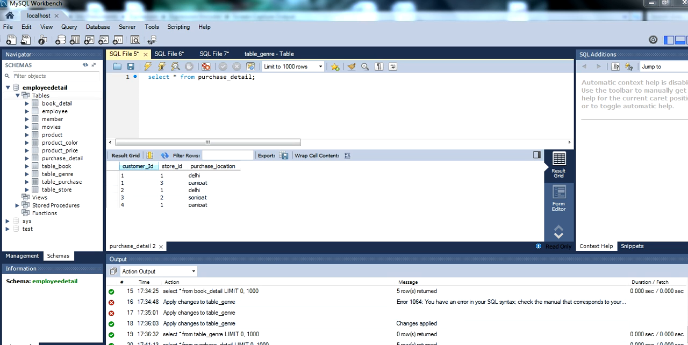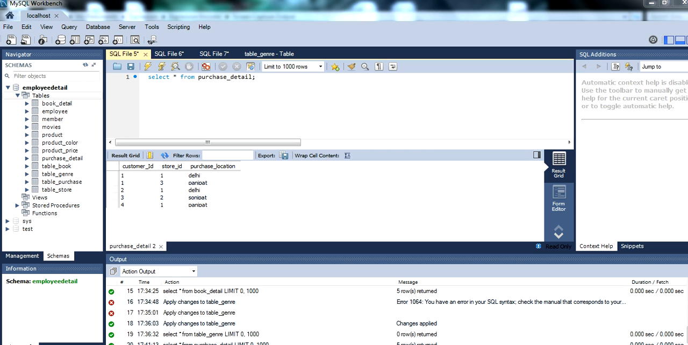Here we have a table, customer detail and purchase detail, in which we check two conditions for second normal form. First, we check whether it is in first normal form or not. Second, we check whether the non-key attribute, purchase location, is fully functionally dependent on the primary key or not. There is no single primary key; customer id and store id form a composite primary key.